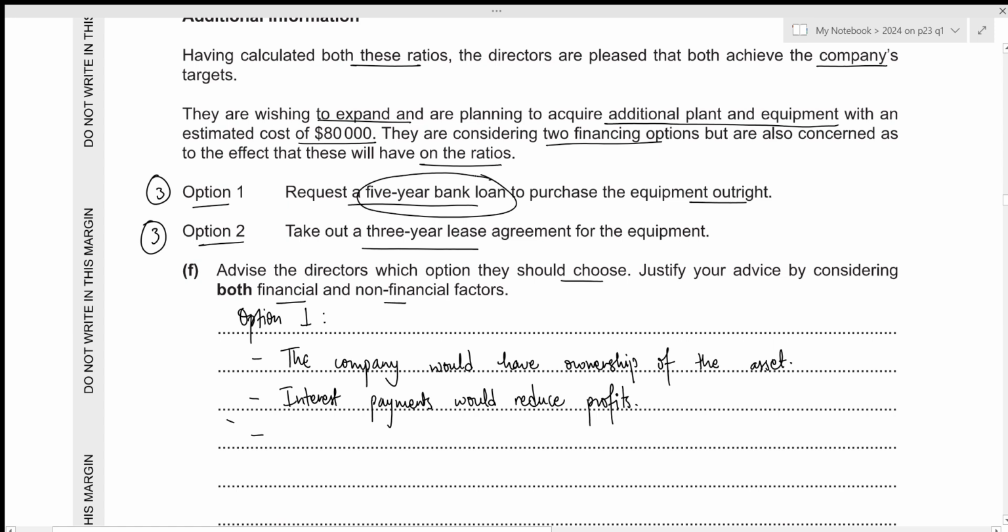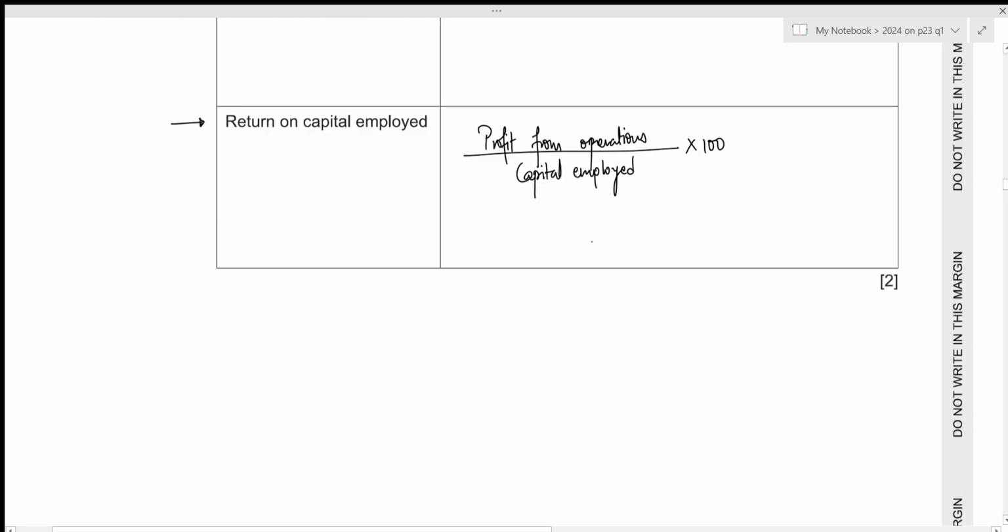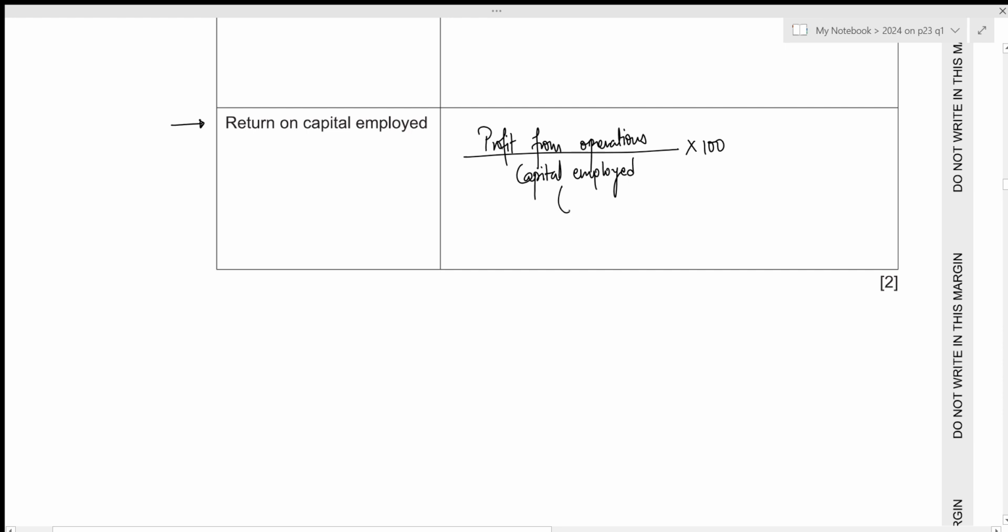Then the question was also framed in a way that they are considering the financing options but are also concerned as to the effect these will have on the ratios. Now, the ratio that will be affected in this case will be the return on capital employed, because remember the formula for the return on capital employed is profit from operations divided by the capital employed. This is just the equity plus non-current liability. If we are taking out a 5-year bank loan, it means that our non-current liability is increased, so the denominator factor is increased. And for any ratio, if the denominator is increasing, the overall ratio will decrease.